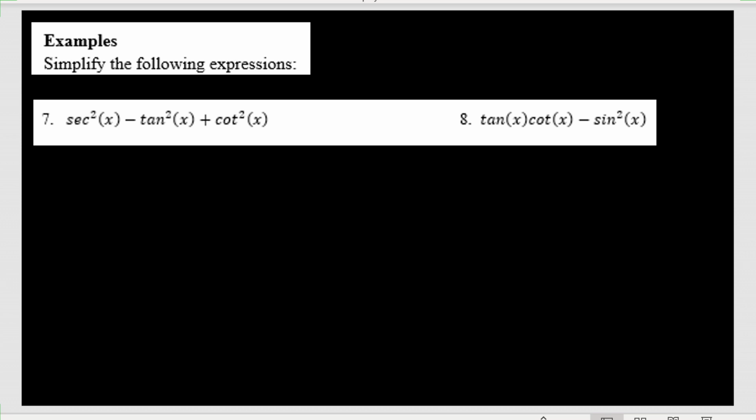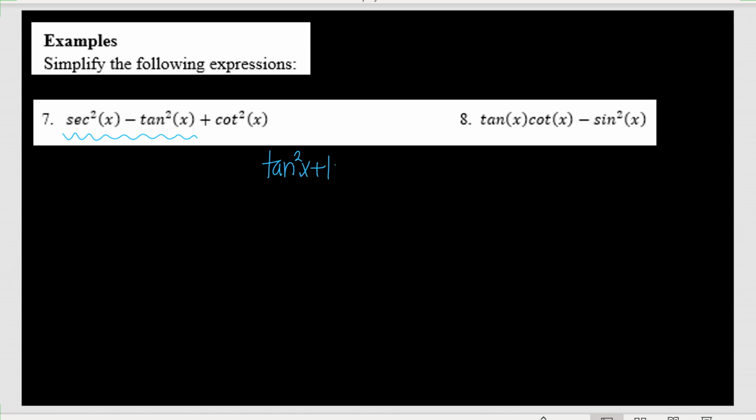All right, number 7, secant squared of x minus tangent squared of x plus cotangent squared of x. Okay, we got a lot going on here. We can change them all to be the tangent and cotangent could be reciprocals. Secant could be written, or excuse me, those are quotient identities. Secant would be a reciprocal. We can also do Pythagorean identities. We do have a Pythagorean identity with secant squared and tangent squared. Let's work with that one.